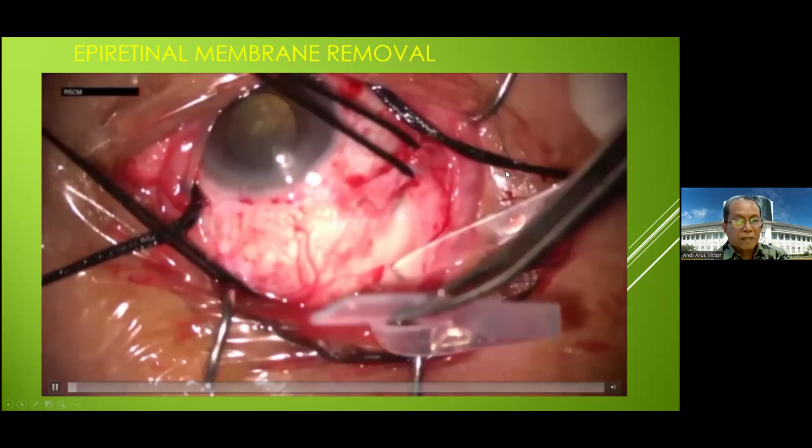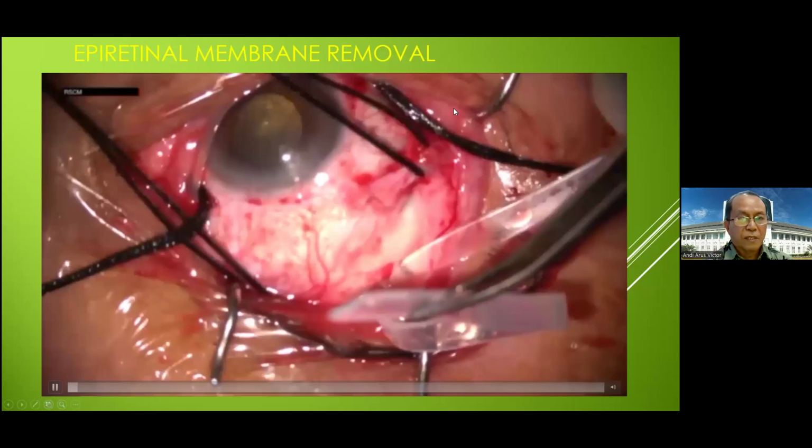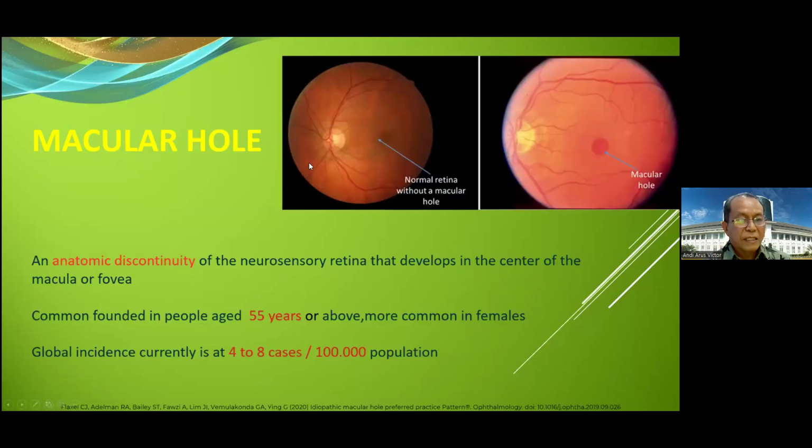Another kind of vitreoretinal disorder is macular hole. We know that macular hole is an anatomic discontinuity of the neurosensory retina that develops in the center of the macular area, commonly found in people 55 years or above, and more common in females. Global incidence currently is around 4 to 8 cases in 100,000 population.